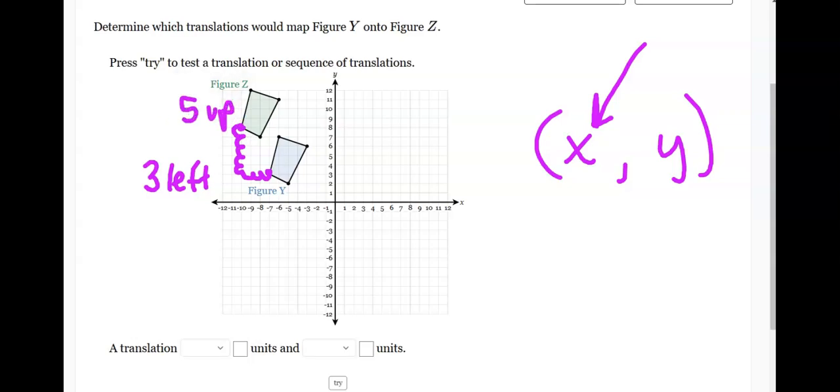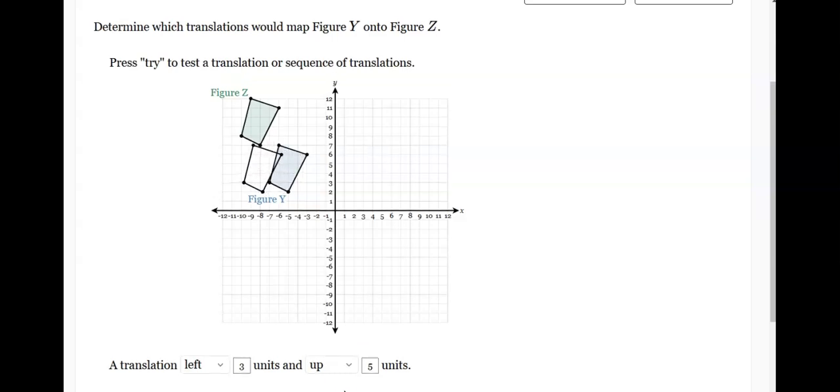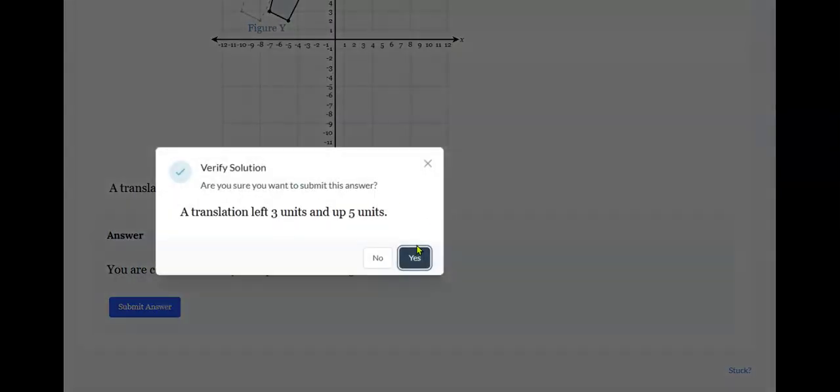And now I can select this from this option menu down here. A translation to the left, 5 units, and up, translation left 3 units, and translation up 5 units. So I'm going to erase my writing, and now we're going to click the try button. We'll watch the animation as it moves. That's it. Now you can submit your answer.